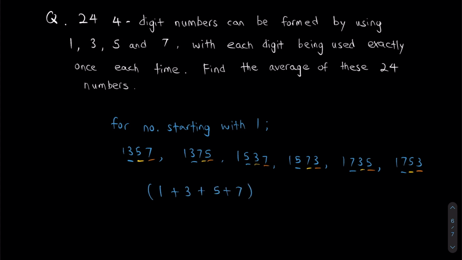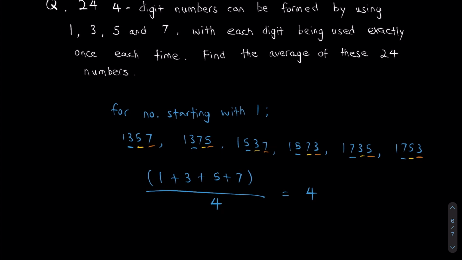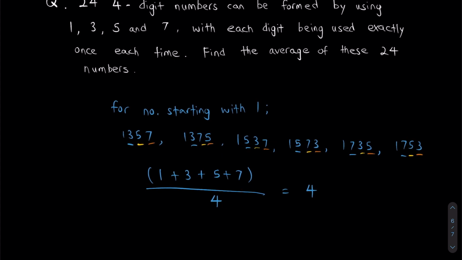So it's basically adding them all together, divided by 4. This will give me 4. And this is where the really cool thing happens. If we remember what we noticed before about the hundreds, tens, and ones digits, the average of these 24 numbers, guess what? Will just be 4, 4, 4, 4. This will be my answer.